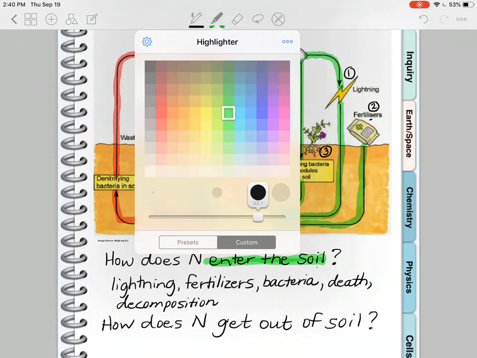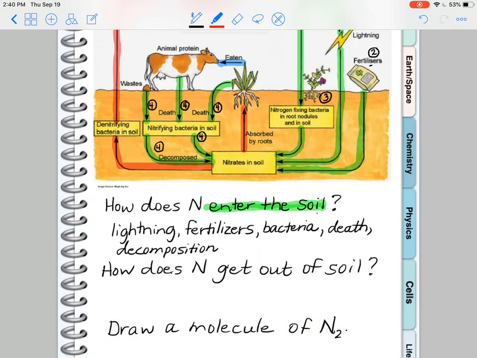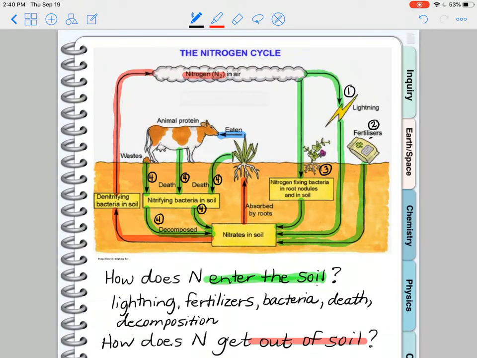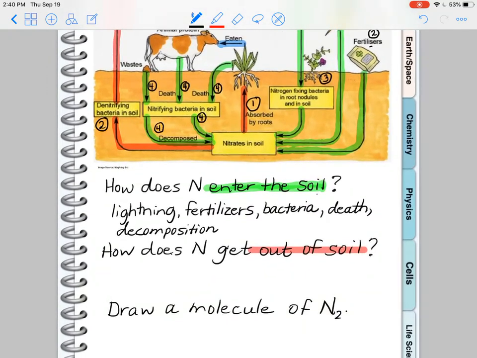Then this question is asking how nitrogen gets out of the soil. So we're talking about that upward motion, the red ways. And we had a couple of those. One, I should have labeled, it's absorbed by plant roots. And two, denitrifying bacteria. So I'm going to say absorbed by plants, and comma, bacteria.